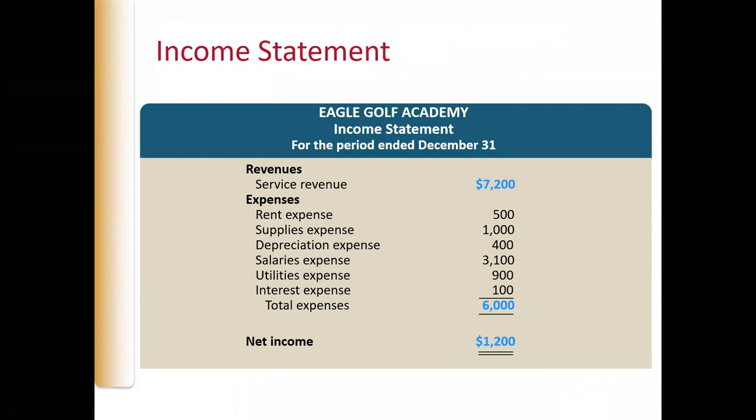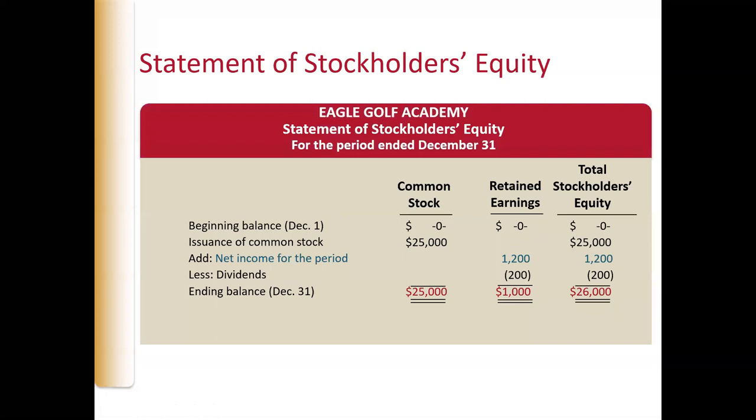Here you see the first statement we will do is the income statement. You see here, we show our revenues and we show our expenses. Our revenues, we show the only revenue we had, service revenue. We show our different expenses to come up with net income of $1,200.